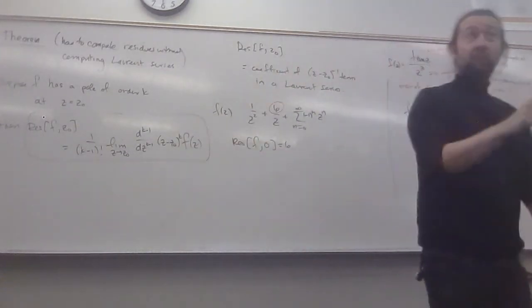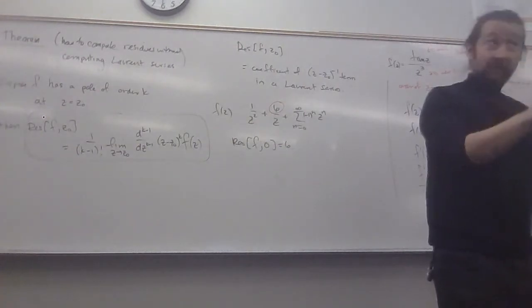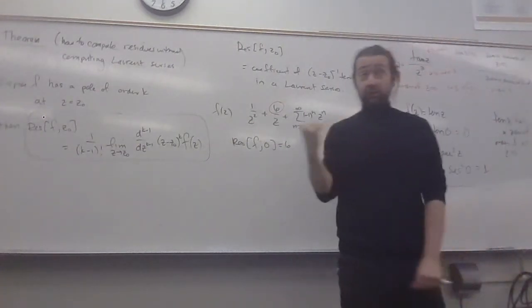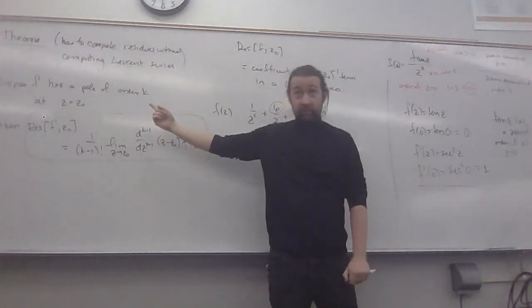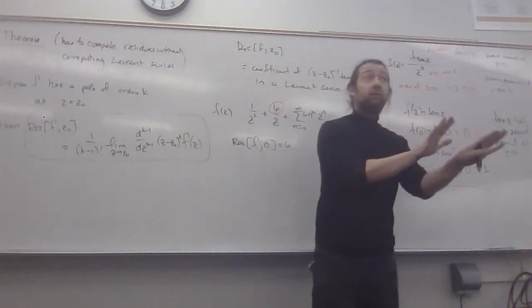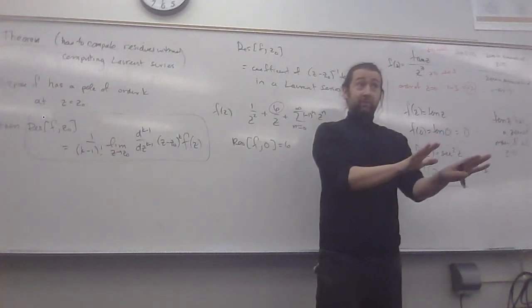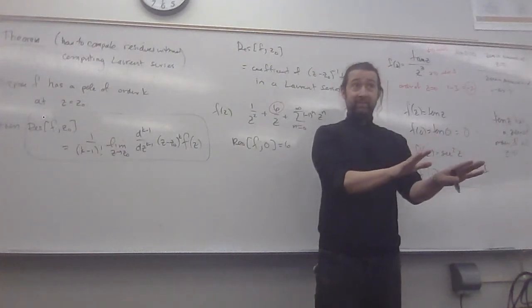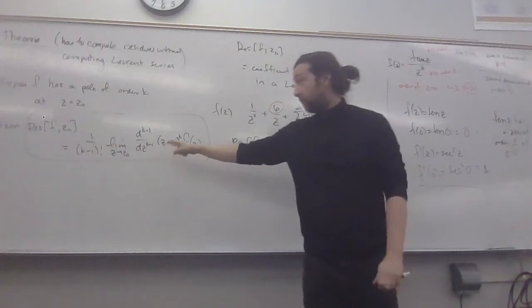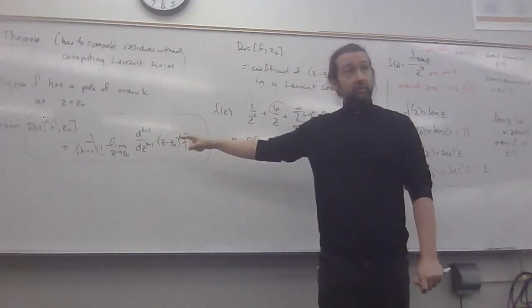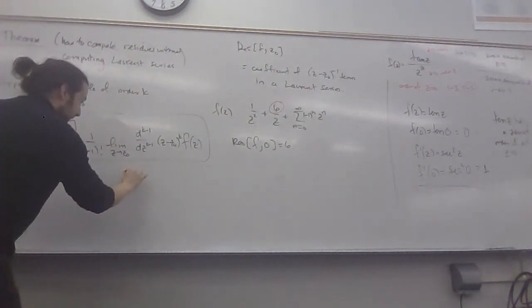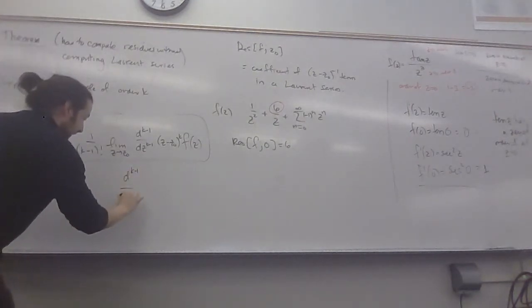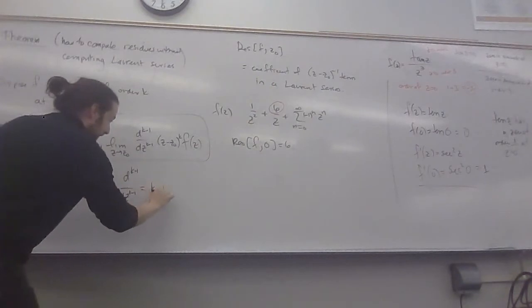But remember, f is analytic except for at the singularity. And so secretly in the background, if there's a pole of order k, it means there's a Laurent series running around in the background. Even if I didn't find it, it's still there. This is the k minus 1th derivative. So this symbol d^(k-1) over dz^(k-1) means the k minus 1th derivative.